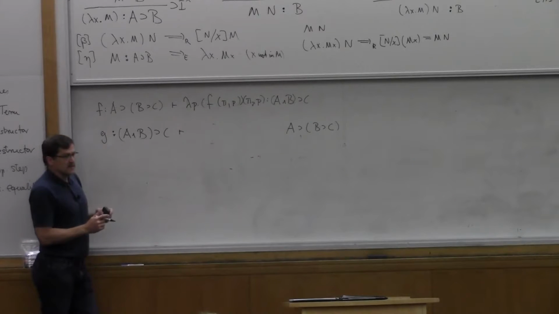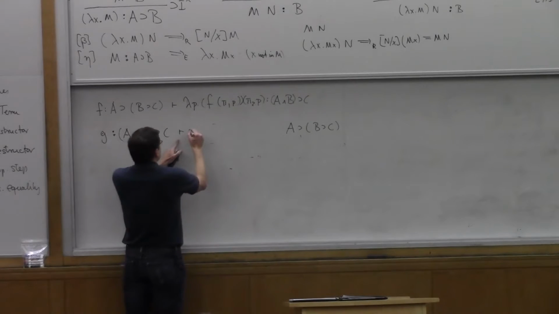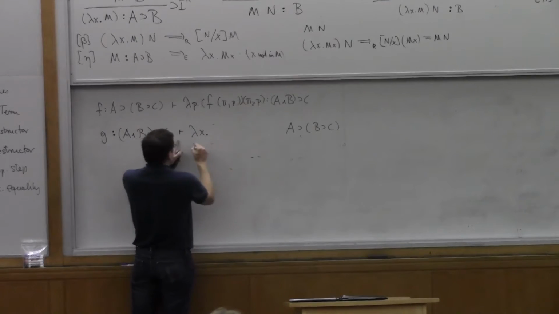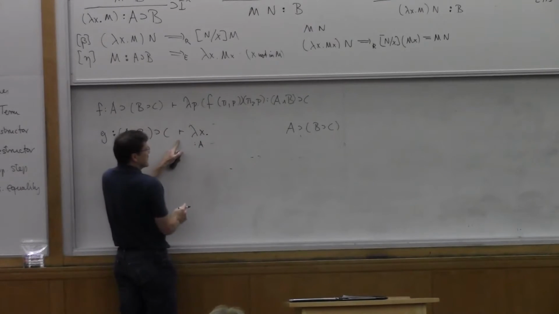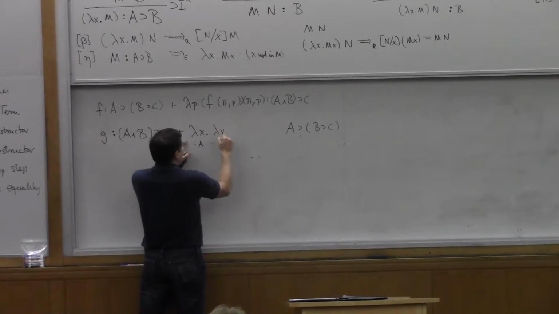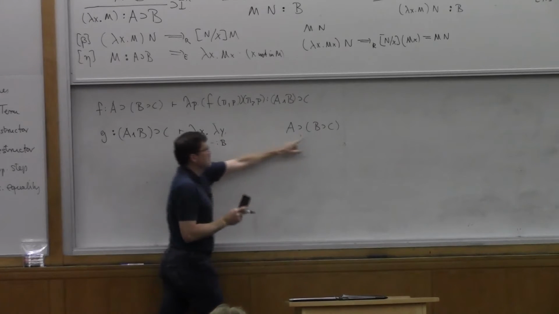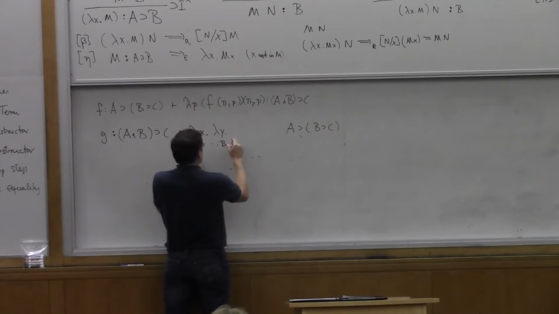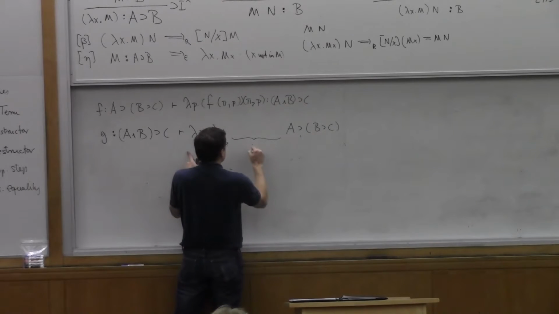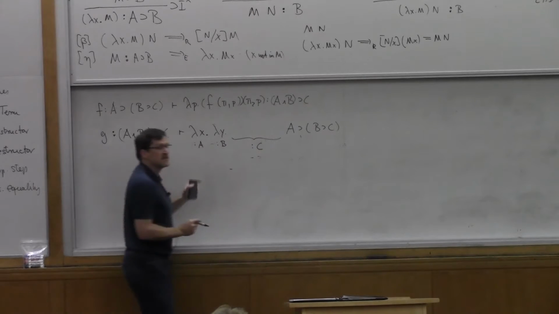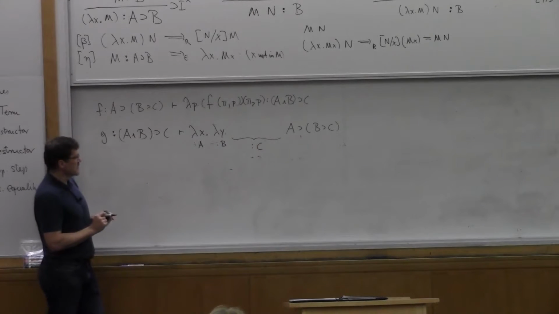Yeah? Lambda x dot lambda y. Okay, so lambda x, and x will have type A, right? I'll write it like that. Then lambda y, and y will have type B, right? So that corresponds to two implication introductions. Now, the gap we have to fill here has to be some kind of a term of type C, right? Or a proof of C, if you will, okay?